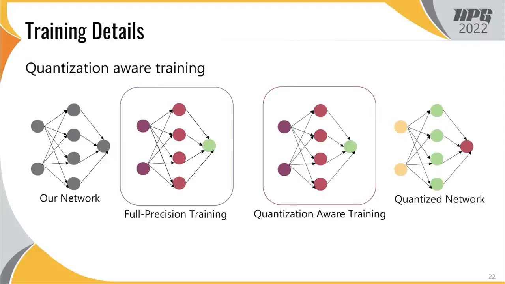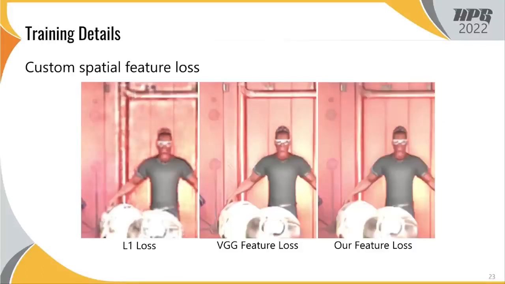The network is trained in full precision mode initially, then it is retrained as a fine-tuning step with the quantized weights and activation. We use per channel symmetric quantizer for weights and per layer affine quantizer for activations.